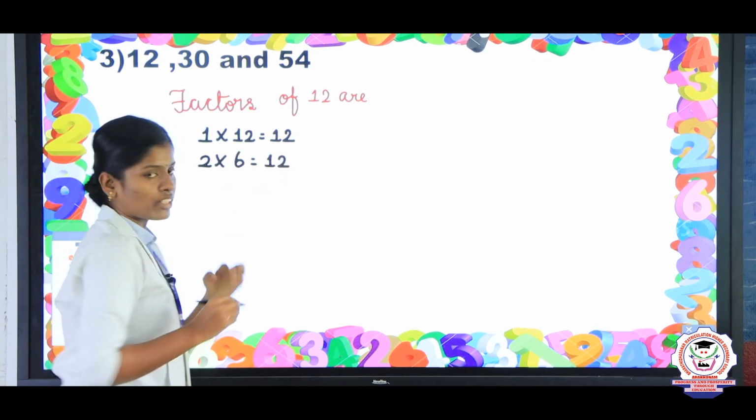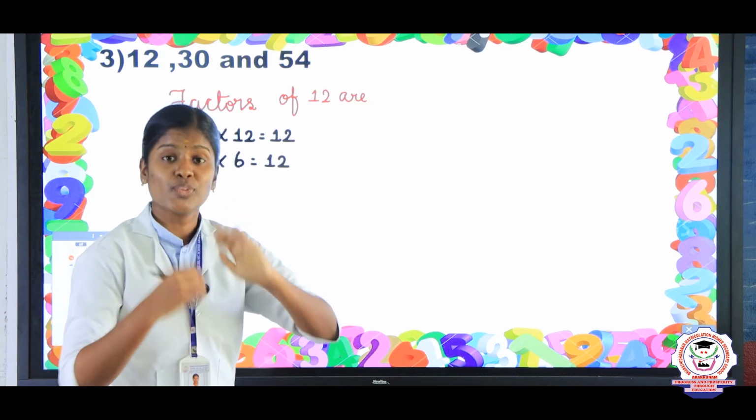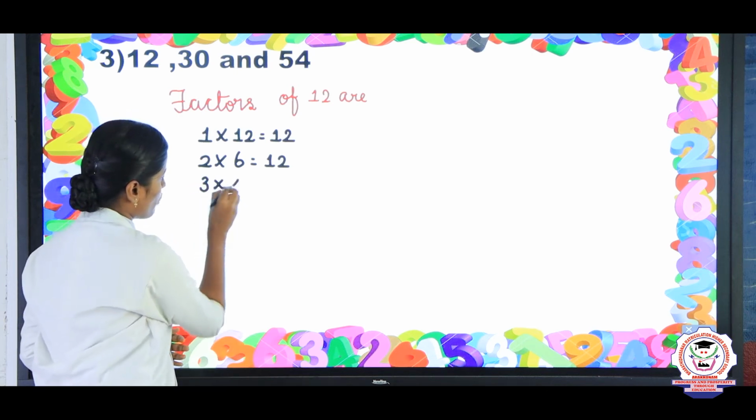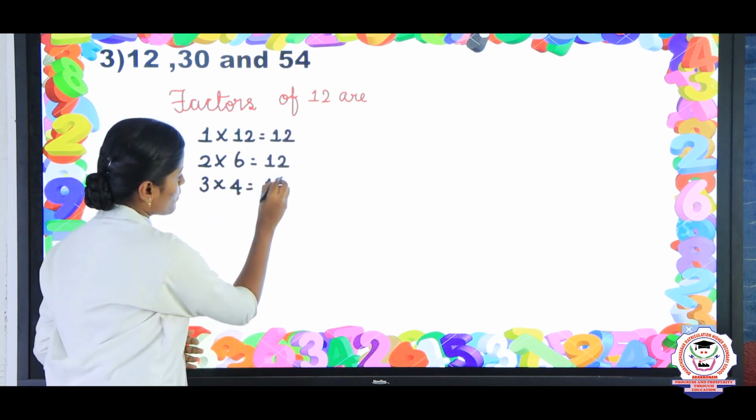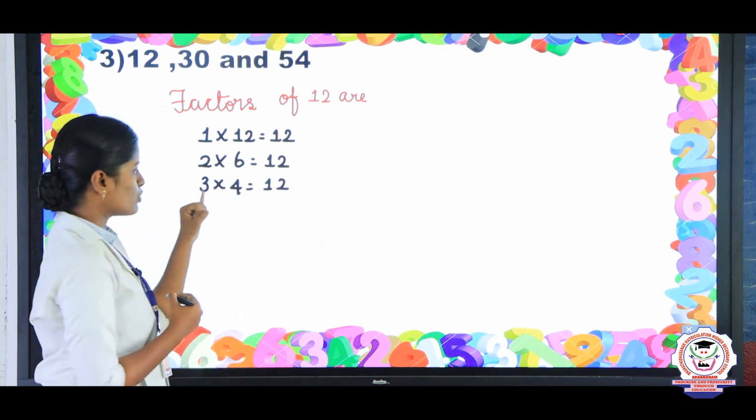Next we are going to check the 3 table. So 3 table of 12. Yes, how many times? 3 4s are 12. So write the answer, 3 4s are 12. Next we are going to check the 4th table. Yes, 4th table of 12. Already here we have 3 4s are 12.